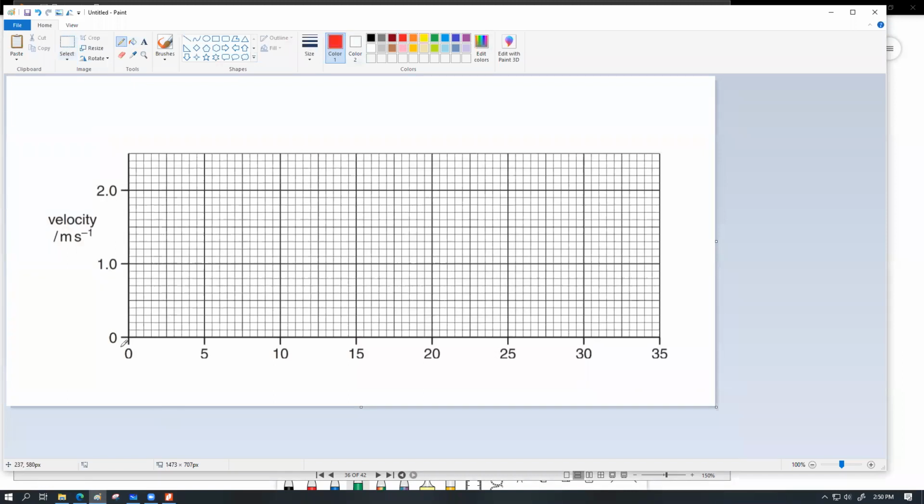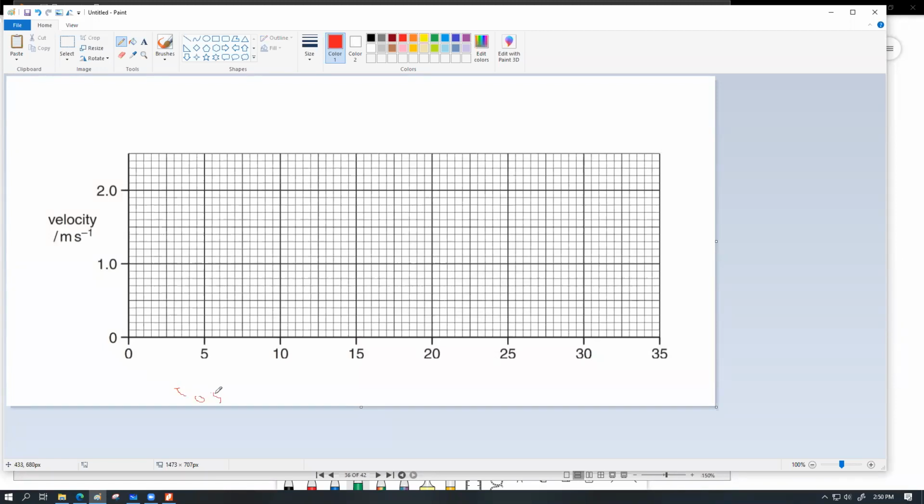Let me draw it with red and a bit smaller thickness. From here to 20 meters per second up to 3.5. Take a look at the graph. On the horizontal axis, 10 divisions have 5 seconds. So each small division represents how many seconds? Each small division represents 0.5 seconds.